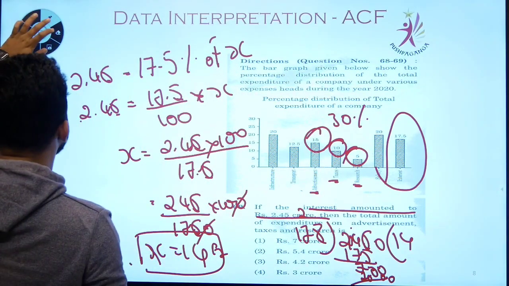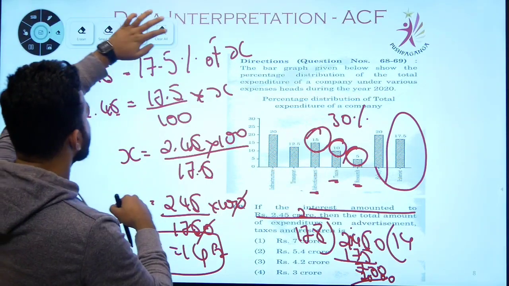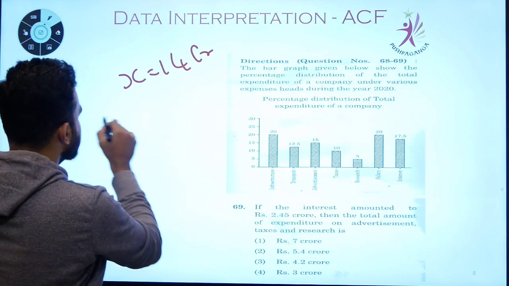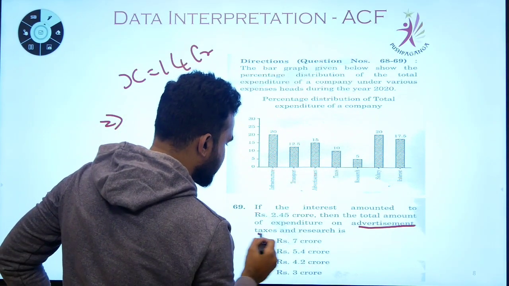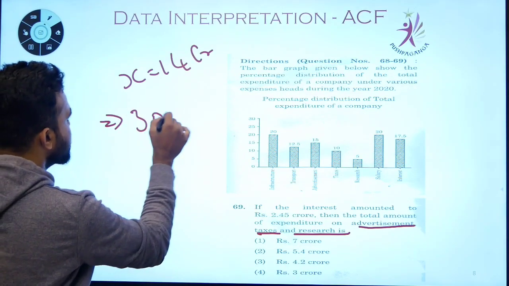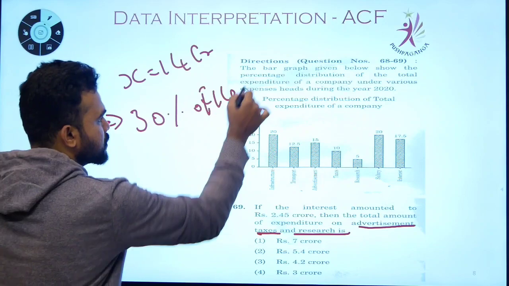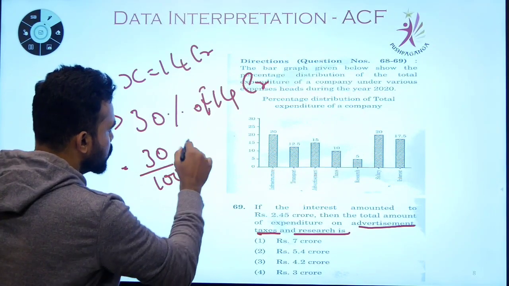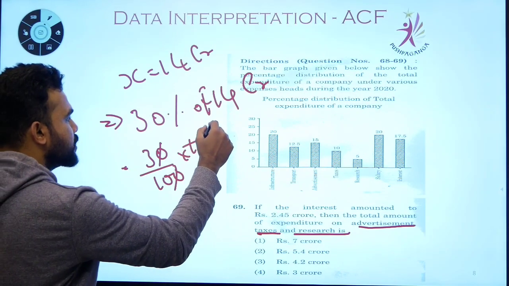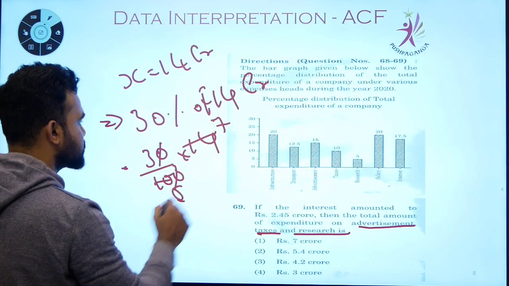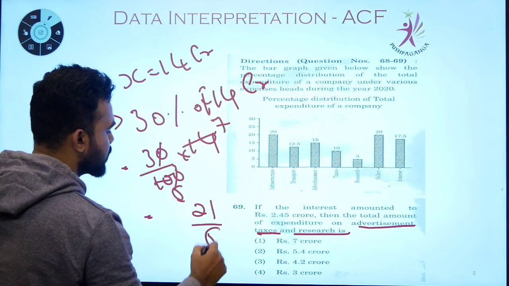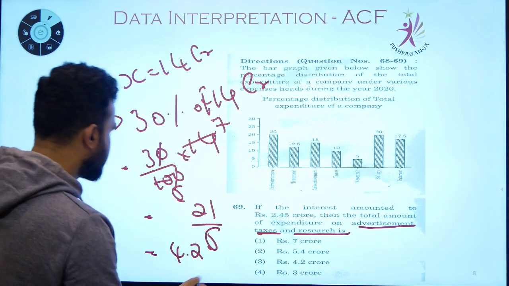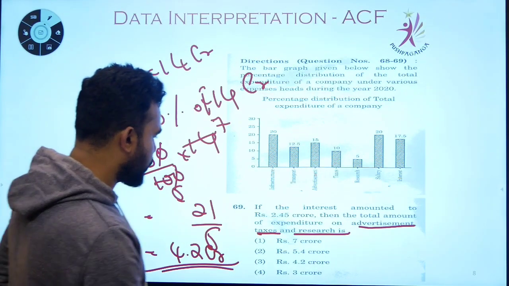Going further, we know the value of X is 14 crore. Now we proceed with the further calculations for advertisement, taxes and research, which is 30% of 14 crore. What exactly is 30% of 14 crore? 30 by 100 into 14. The zeros cancel. 7 2s are 14, 7 3s are 21. 21 divided by 5: 5 4s are 20, so 1 remains, and 5 2s are 10. So this is nothing but 4.2 crores.